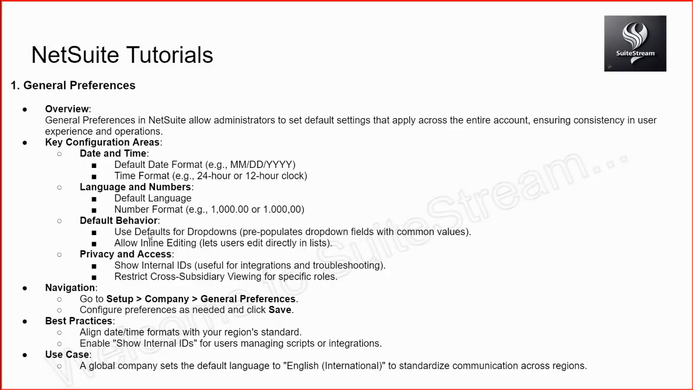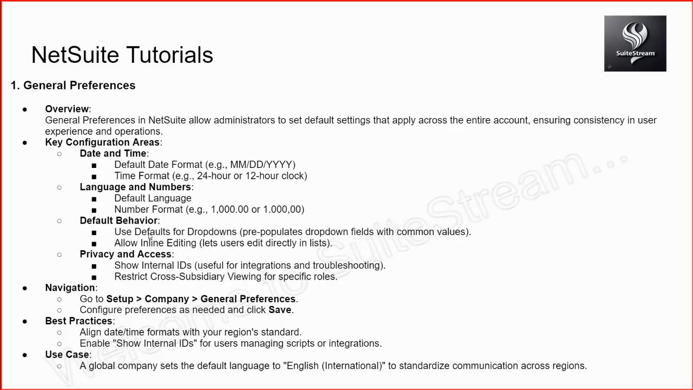Privacy and access: internal ID is useful for integration, record, and transaction settings, IDs. In a saved search, we can pull the internal ID if we select this checkbox, and we can also use it in SuiteScript while trying to access that data. That will be helpful, so we can get the unique internal ID. By getting the internal ID, we can access this record and load it in SuiteScript.